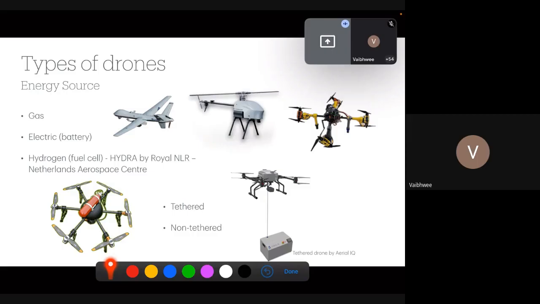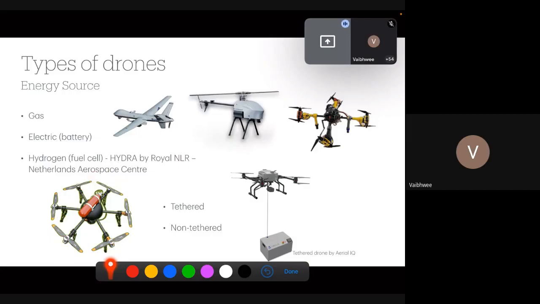Okay, so there is the Netherlands Aerospace Center, which developed a hydrogen powered drone in 2019. They named it Hydra. So you see the red tank on top. This red tank is essentially the hydrogen tank, and it supplies hydrogen to the fuel cells, and the fuel cells in turn generate electricity, which basically drives all these motors.